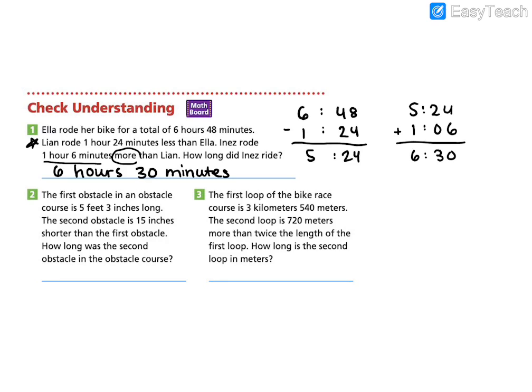All right, let's take a look at number 2. The first obstacle in a course is 5 feet 3 inches long. The second obstacle is 15 inches shorter than the first obstacle. How long was the second obstacle in the obstacle course? So first we need to find what this is in inches. So go ahead and find what 5 feet 3 inches is equal to in inches. Five feet is equal to 60 inches. Plus the 3 inches gives us 63 inches.